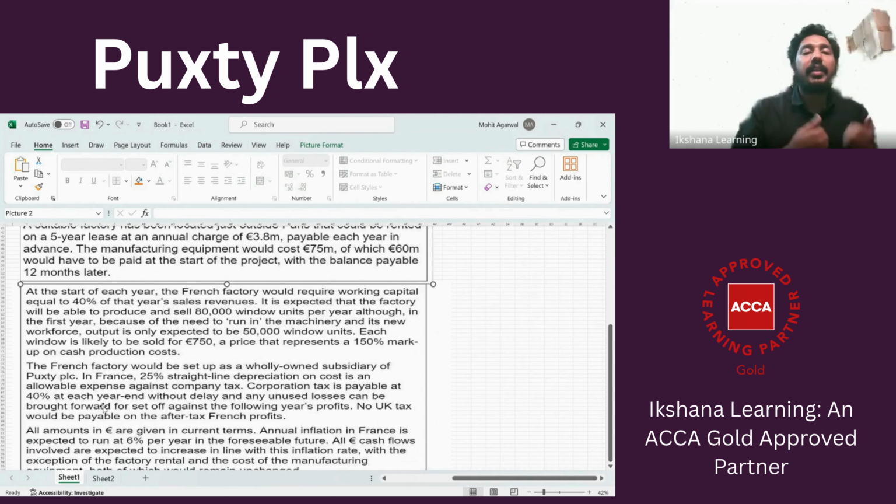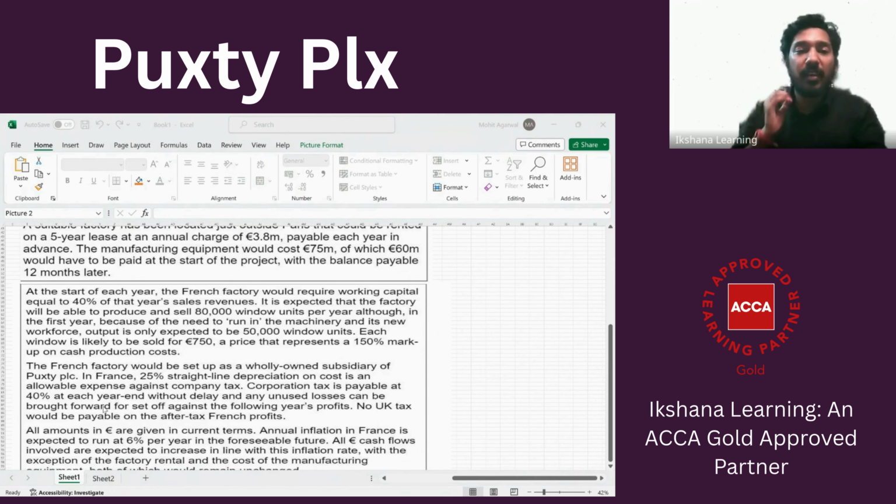And after that 80. The price they will sell at is 750, with a 150% markup upon cash production cost. So what will this information be used for? They have given you a 150% markup. Can you tell me what is the point of this information? This information can be used to calculate the cost because it is a markup.